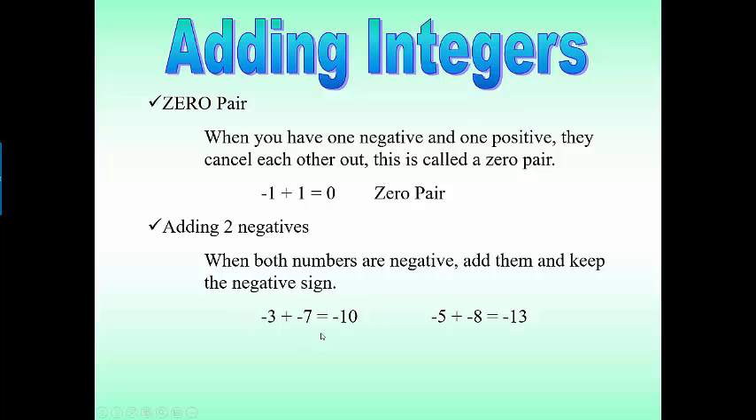I like to think of these as ninjas fighting. If you have 3 negative ninjas and 7 negative ninjas, are they going to add? Are they going to join forces, or are they going to fight? Well, if they're on the same side, they're going to combine. So when you have a -3 and a -7, they're going to join forces to give you a total of 10 negative. The same thing over here. If I have 5 negative ninjas and 8 negative ninjas, they're going to join forces to give me 13 negative ninjas.